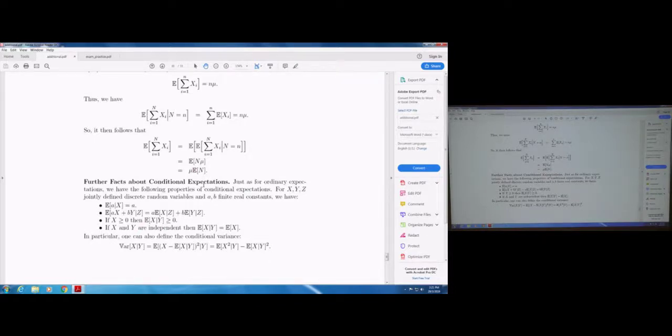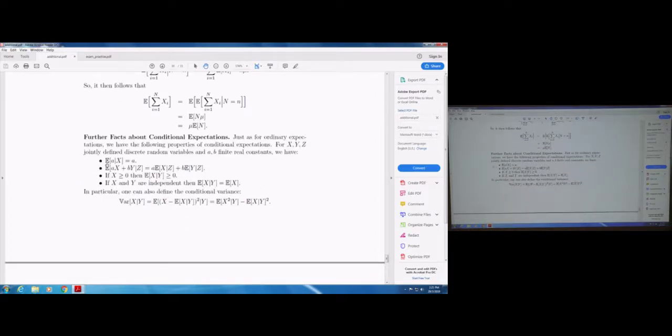Right, so if you take three random variables, x, y, and z, jointly defined, and I take constants a and b, finite and real constants. Now you can note the following: the conditional expectation of a given x or y or z, for a constant, is always a. The conditional expectation of ax plus by given z is just equal, as you have for ordinary expectations, to a linear combination of those conditional expectations.